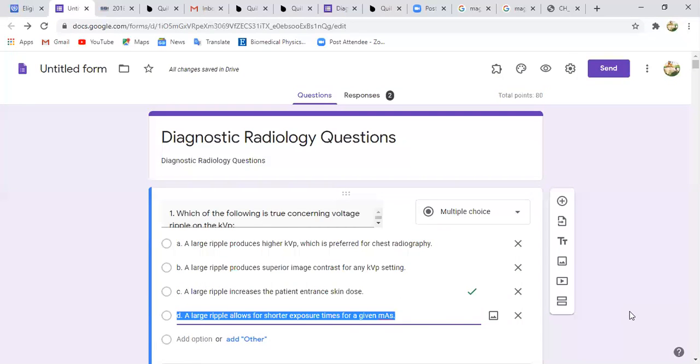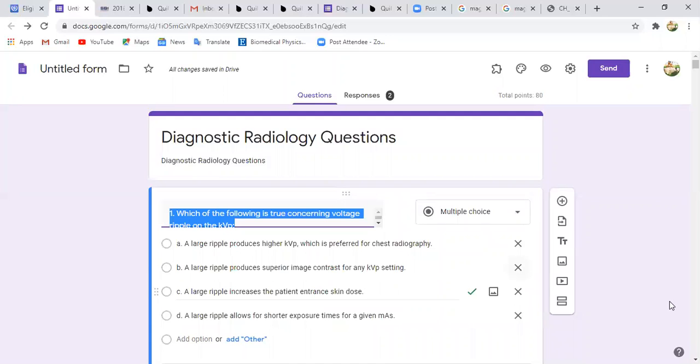Okay, the answer is C. It increases the patient's skin dose. Let me give a little explanation on this.